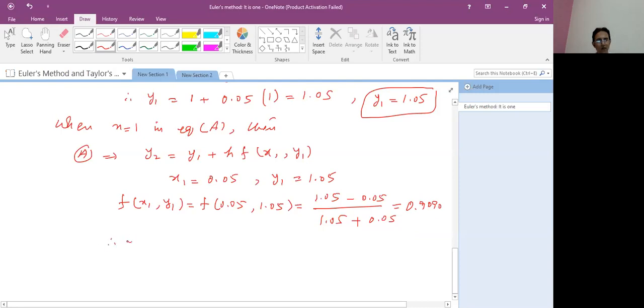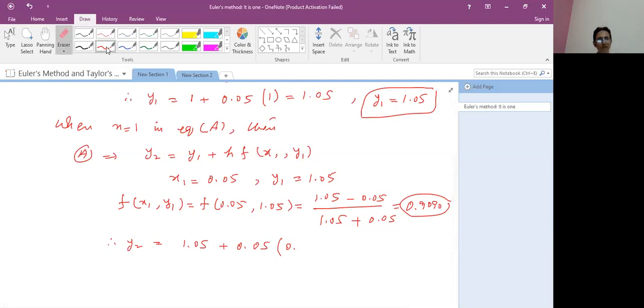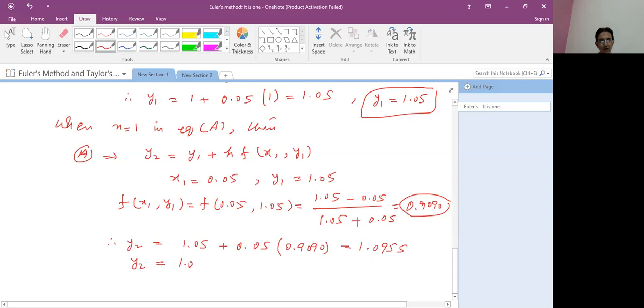Then again, therefore, y2 is equal to y1, which is 1.05, plus h, which is 0.05, times the value of the function, which is 0.909. So when we apply the calculator and find the result, it is 1.0955. So it means, student, y2 is equal to 1.0955. So what is x2? It means x2 is equal to x1 plus h. x1 is 0.05 plus 0.05, so x2 is equal to 0.10.